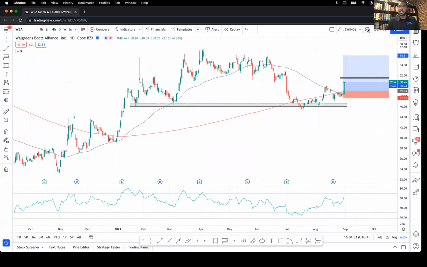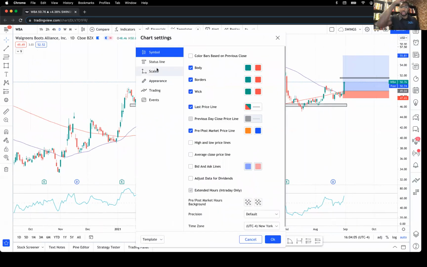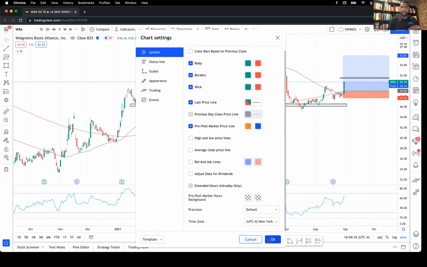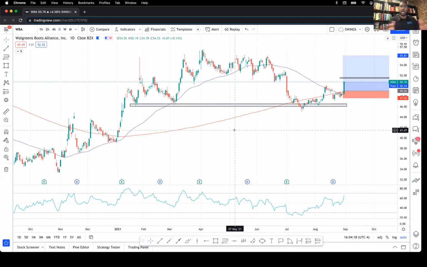If you want to adjust the settings on your chart, you can also go to the chart settings, change the background colors, change the chart candlestick colors, the wicks, the shadows. All that stuff can be adjusted. Free range to make your chart look however you want it to look.